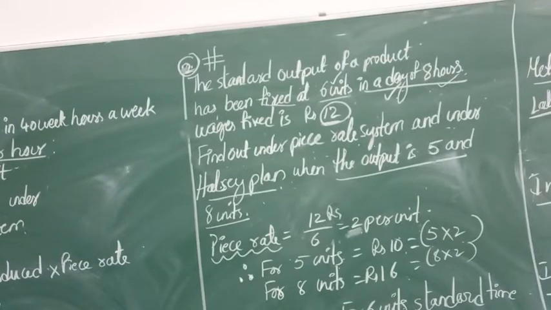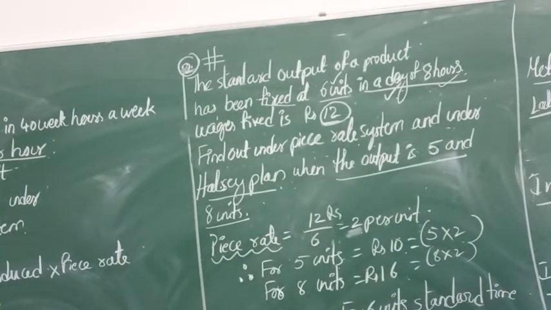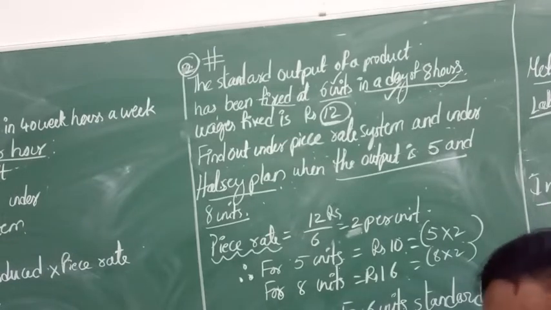The Halsey plan formula is not given here, so meanwhile you note down the problem. Halsey plan: for 6 units, the standard time is how many? 8 hours, and the rate is 2 rupees. You can see what I am doing now in the problem.